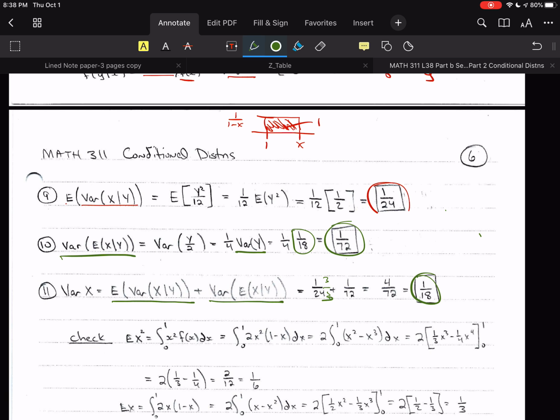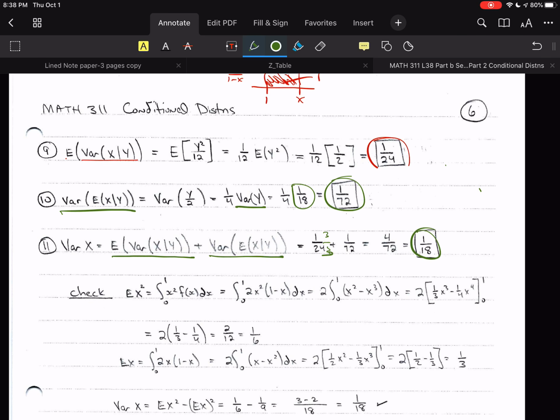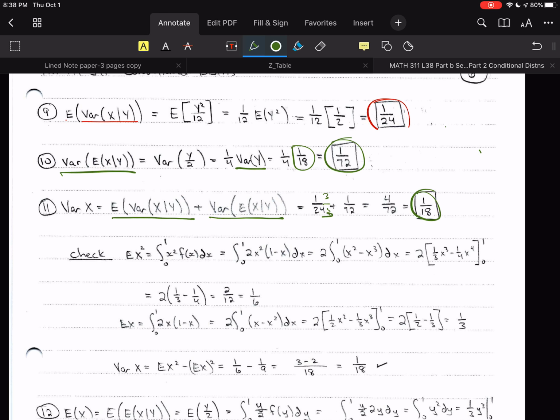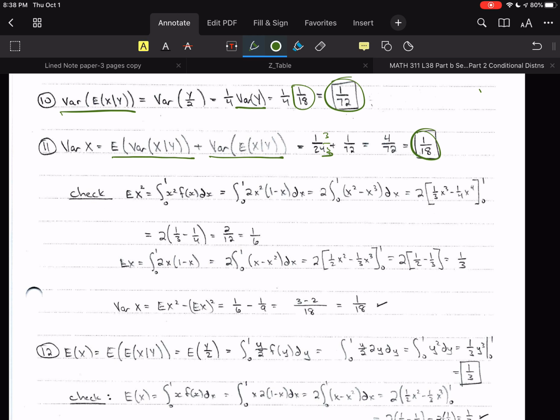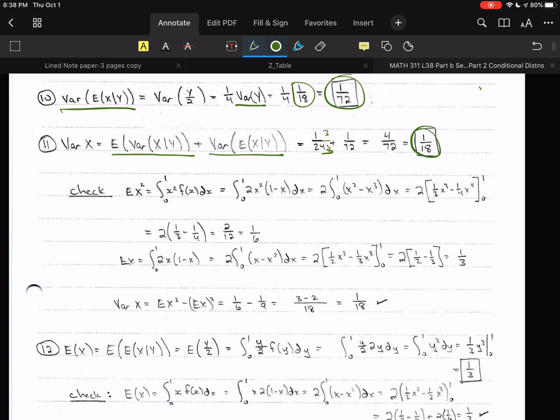And we can check some of this with some of the things that I did. Here's E of x squared, here's E of x, here's the variance of x, and so we've checked some of these and variance of x. So I've done this the other way and came out with 1 over 18, so it's the same exact answer as it should be.